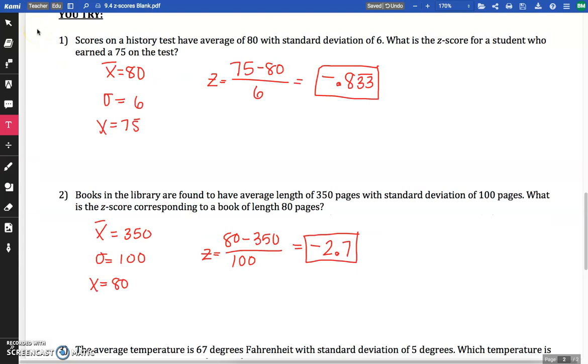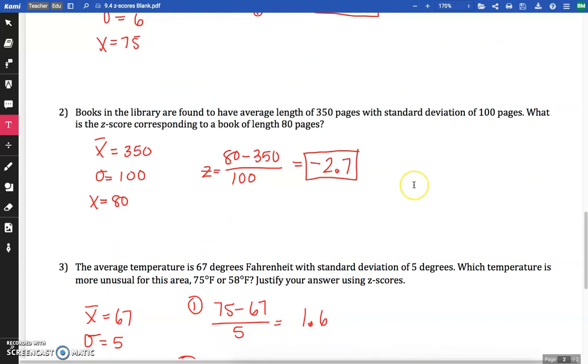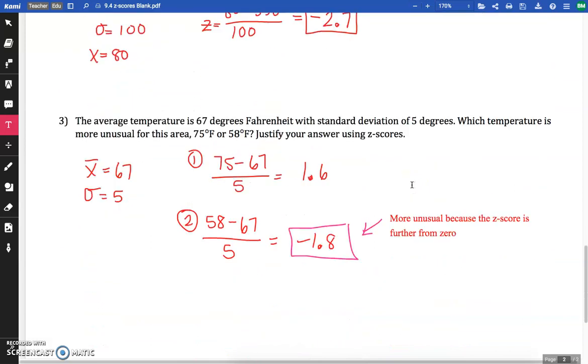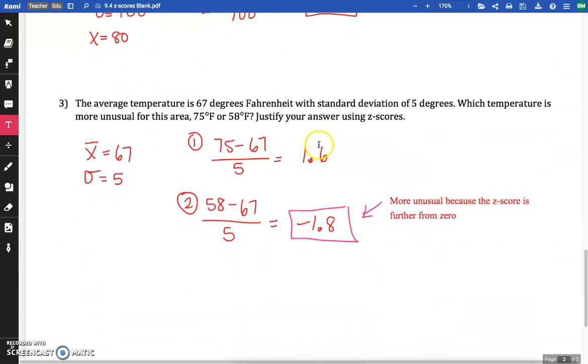All right, here are my answers for those 3 problems, so you can pause the video to look closer at my work. Number 1, I got a z-score of negative 0.833 repeating. Number 2, I got a z-score of negative 2.7. And then number 3 was a comparison. So I have my 2 z-scores, 1.6 and negative 1.8. So the temperature of 58 degrees, that's more unusual because the z-score is further from 0. So again, when it says justify, you need to make sure that you're actually writing a sentence like this one. That's what I'm looking for when it says justify.